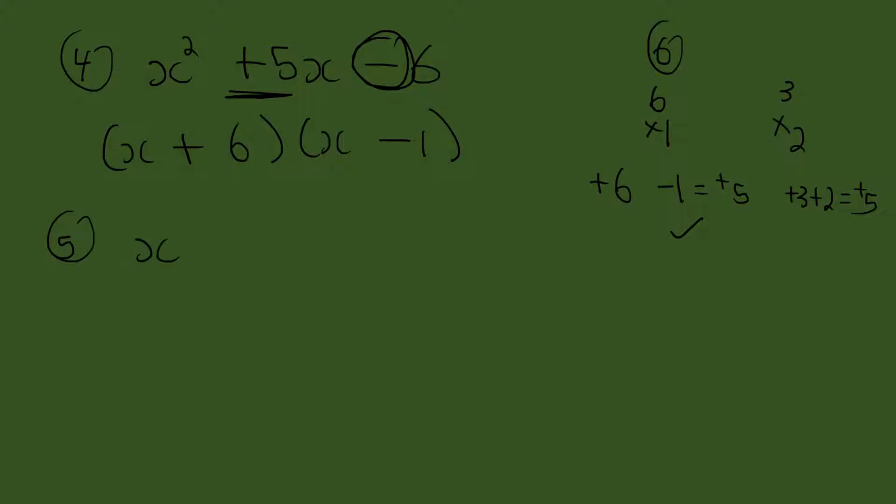Number 5. We need a +5, same as the previous one, +5. But now the signs must be the same. So which one? +3 and +2. Then the signs are the same.